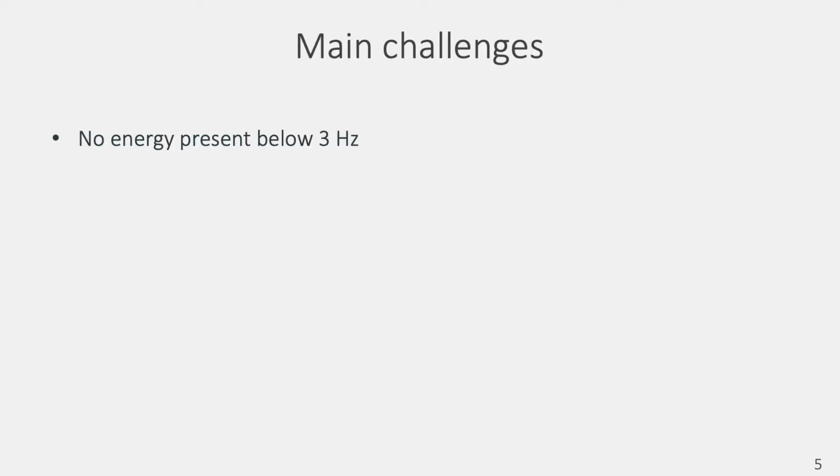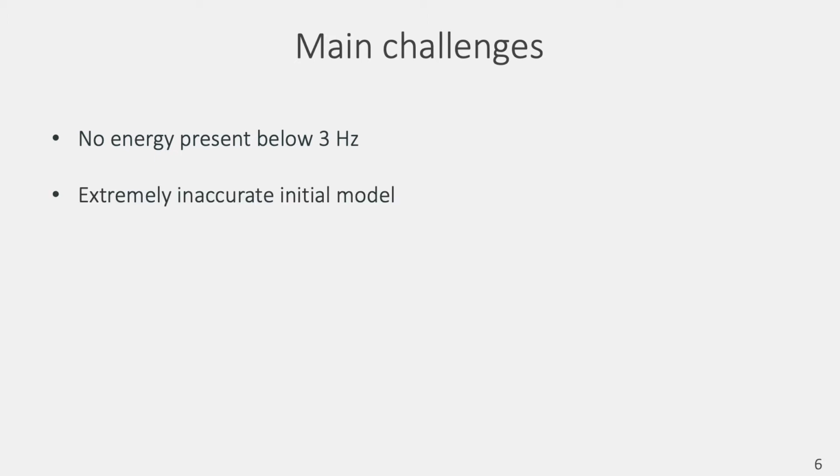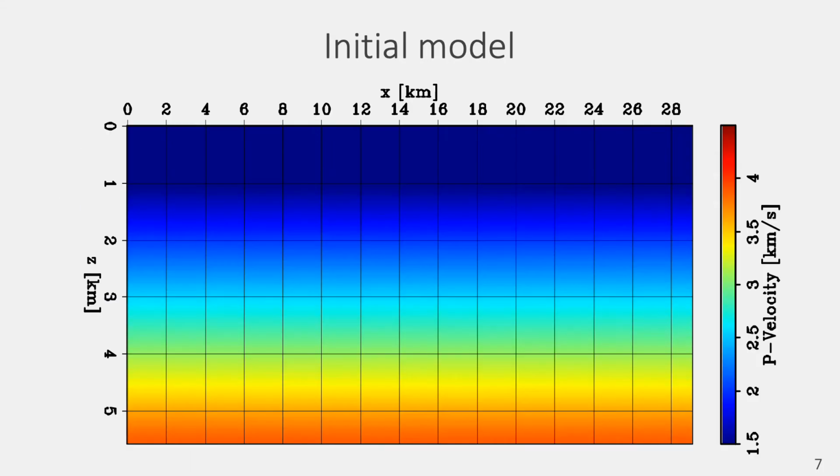The first main challenge is the lack of low frequency energy in our seismic source, whose spectrum in decibels is displayed on this plot. The second challenge is that our initial model is extremely inaccurate, and its velocity value increases linearly with depth. This panel shows the initial velocity model used for both conventional FWI and FWIME.